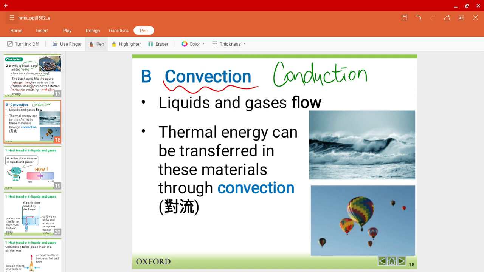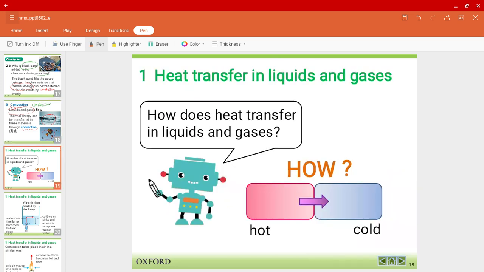Convection occurs mainly in liquids and gases, and as we know, liquids, like water, or gases, for example air, are able to flow. Conduction, on the other hand, we were talking about solids, liquids, and gases. So there's a difference there. Thermal energy can mainly be transferred in these materials through a process called convection. So let's see what exactly this is.